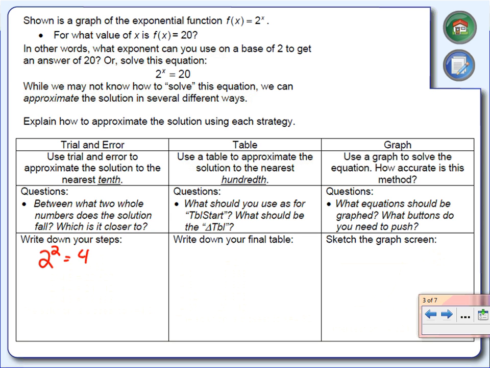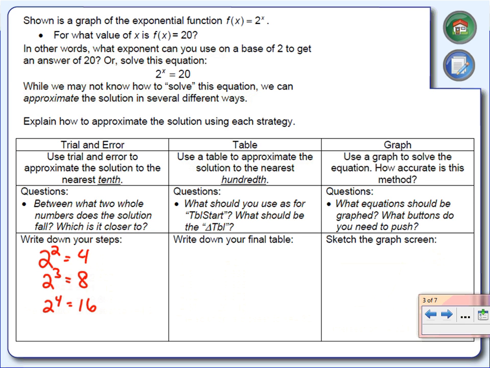I'm looking for a 20. So let's try something else. Let's try 2 to the third power. Is 2 to the third power going to give you a 20? No. What it's going to give you is 8. That's not what I want. I want a 20. So let me try 2 to the fourth power. Is 2 to the fourth power going to give us a 20? No, it gives you a 16.